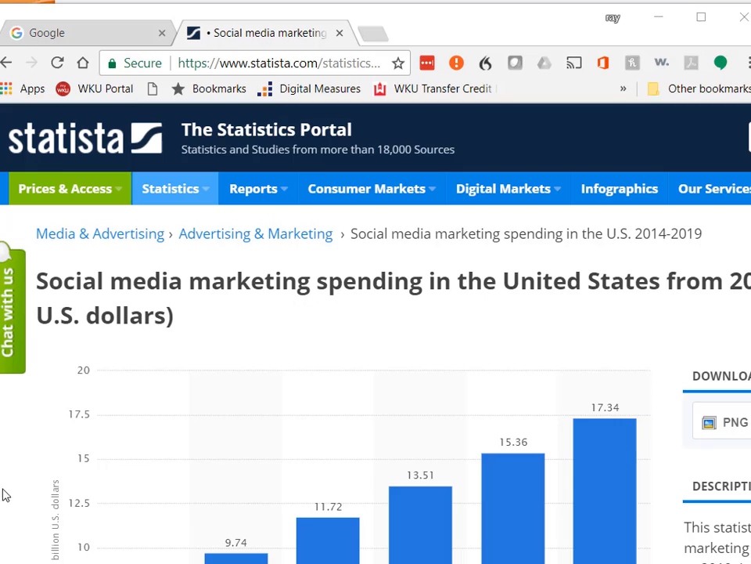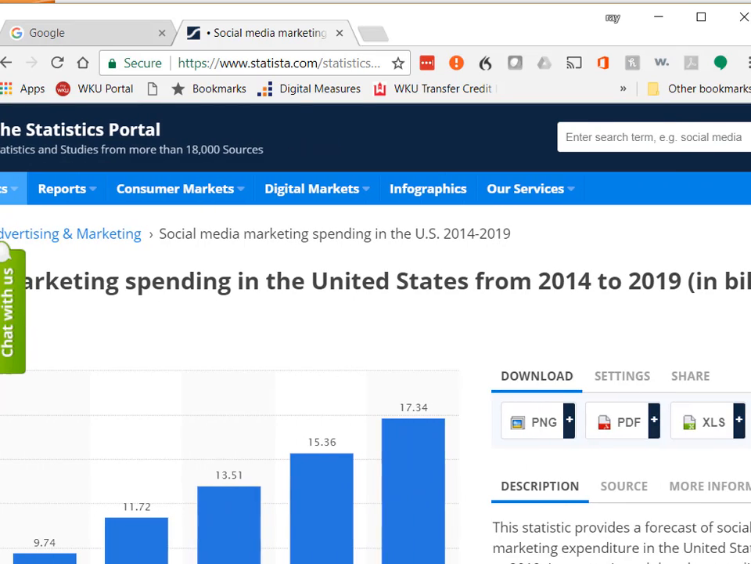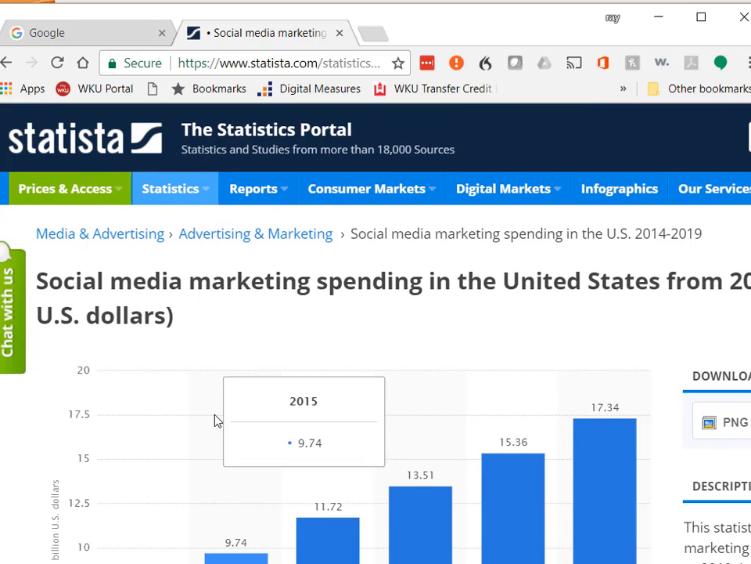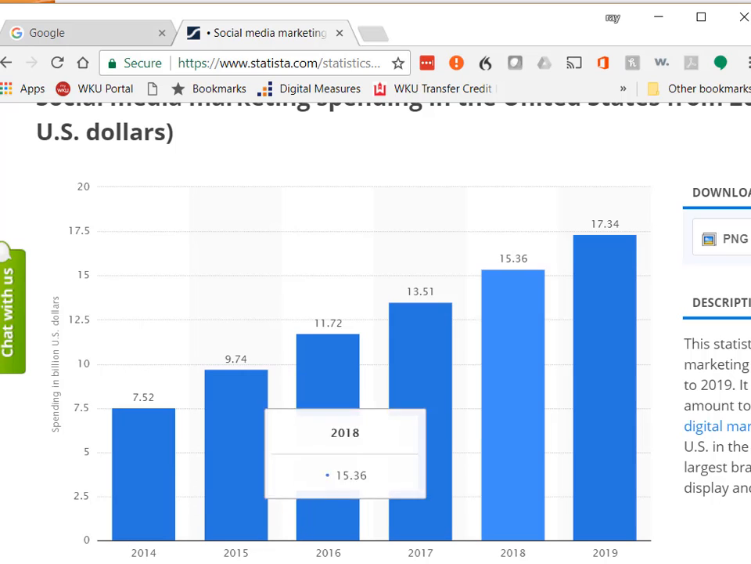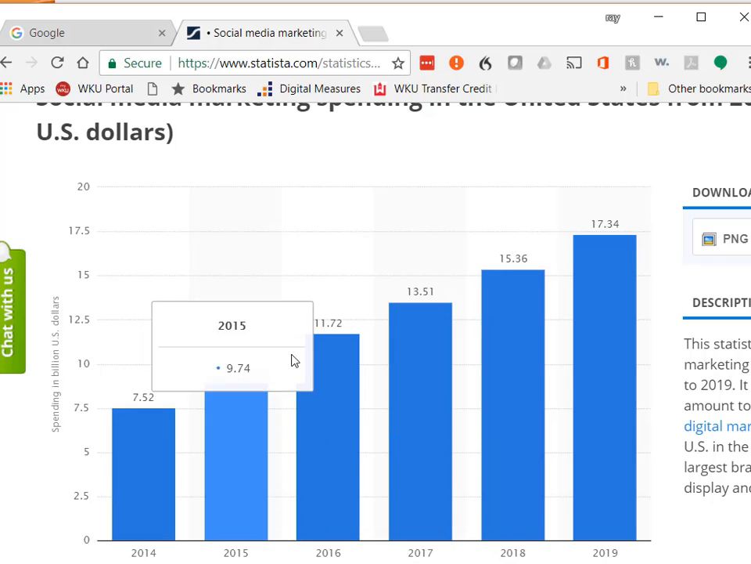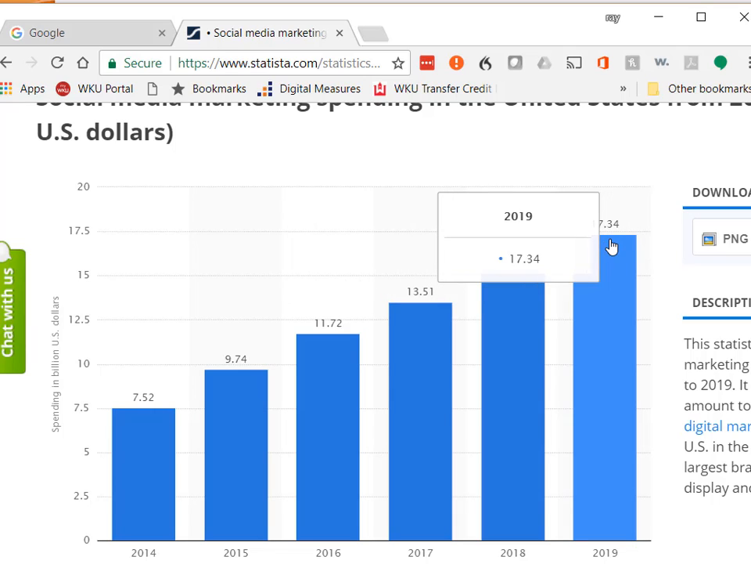And here I've gone out and looked at some more information. We have social media marketing spending in the United States from 2014 through 2019. This is in billions of dollars. And so you can see when our book was written, they were spending about 7.52 million, and now we're up to 17.34 million. That's more than doubled, expected by 2019. So again, that ROI, you need to have lots of good information. People are spending this kind of money. They want to know that it's actually working and they're not just wasting their money.